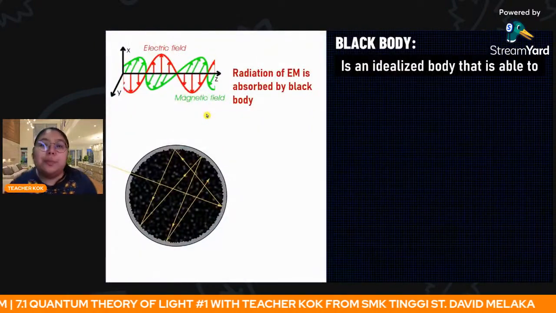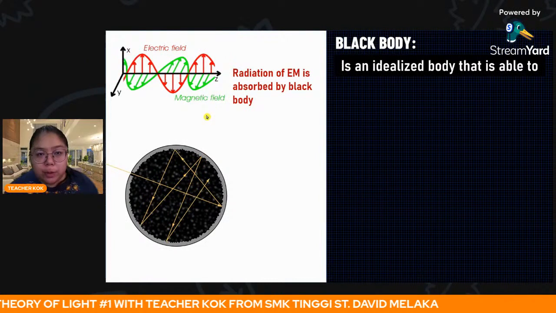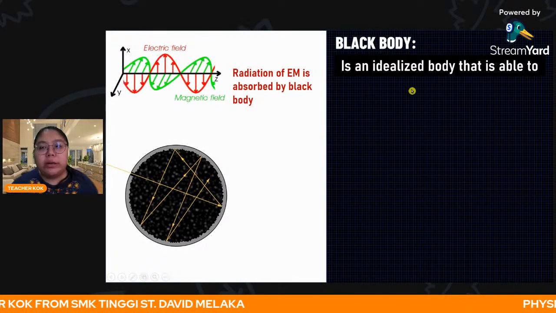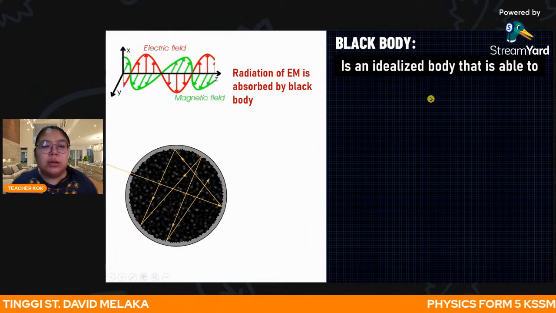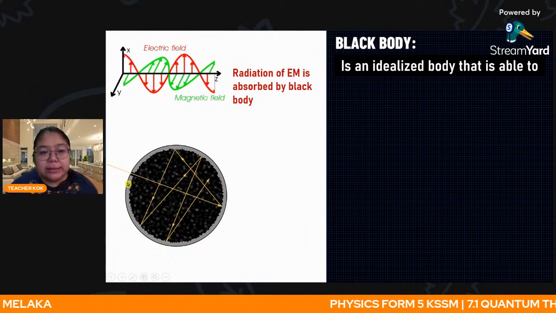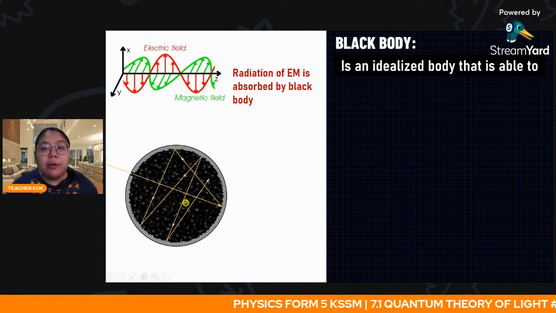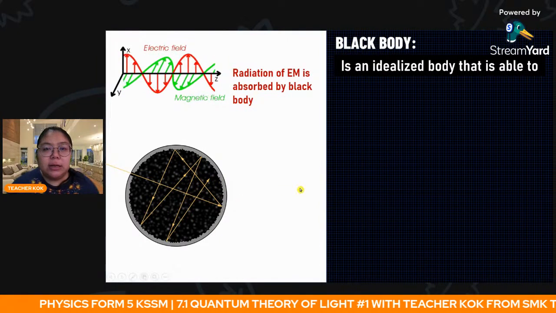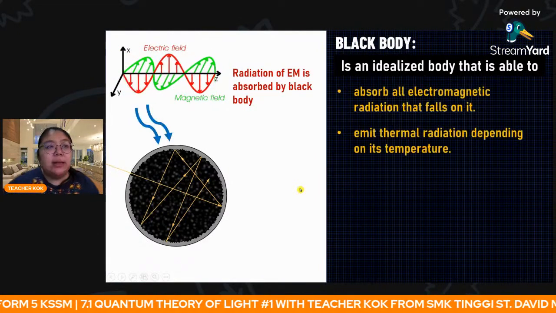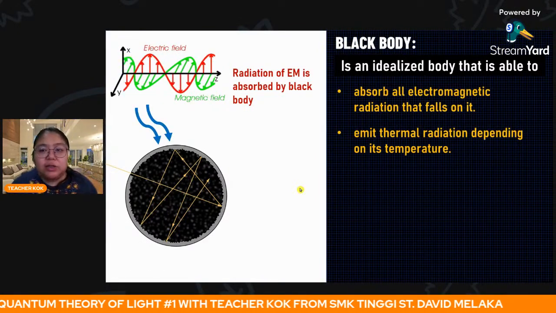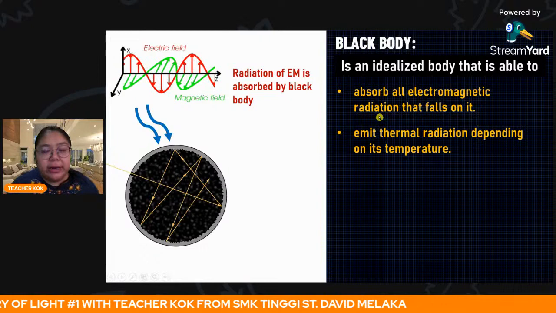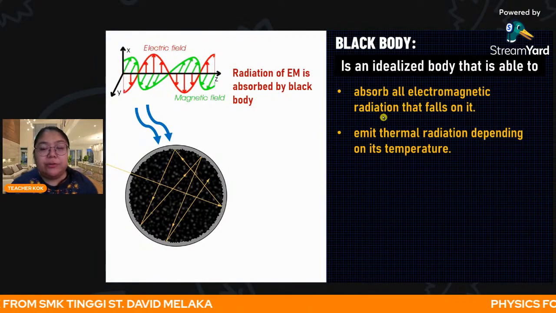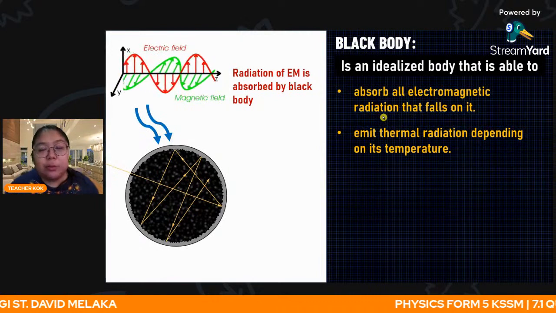Okay, black body. What is a black body? From here, it is one of the idealized bodies that is able to, you see the diagram, what they do is keep reflection inside the body. So first, it must be explained that they absorb the EM radiation, just now the gamma ray, or the radio electromagnetic wave.